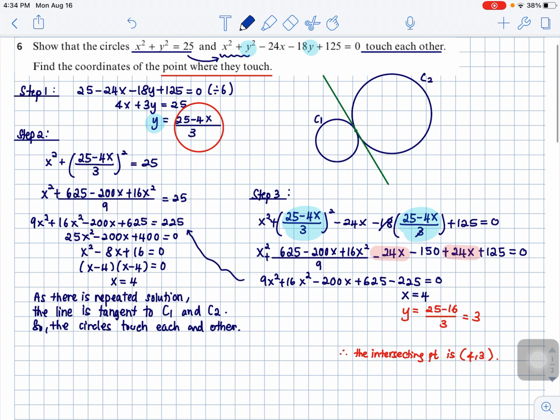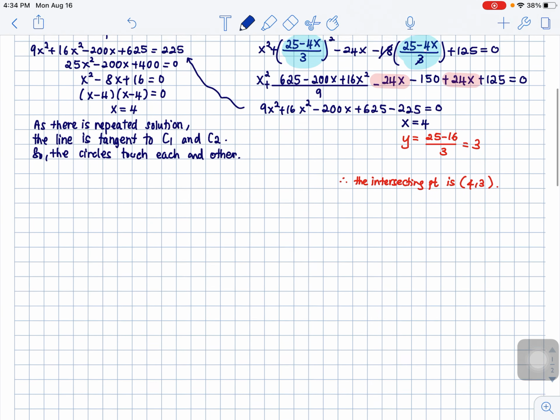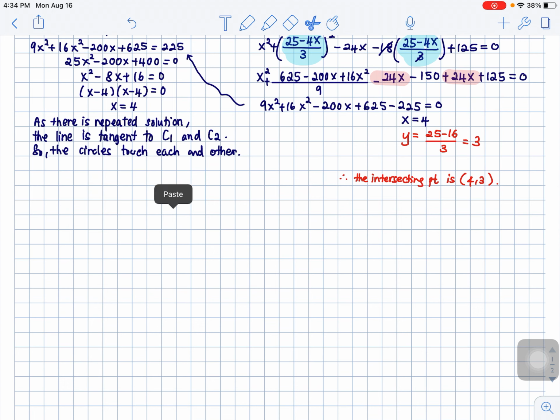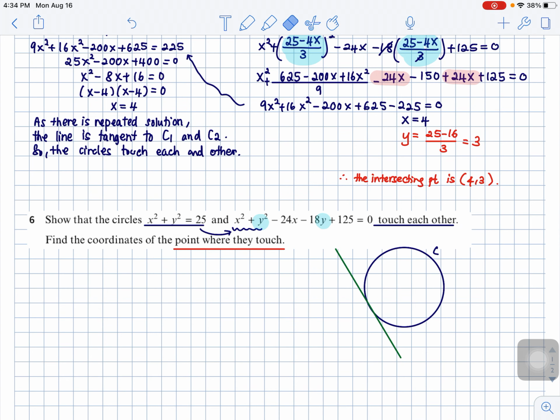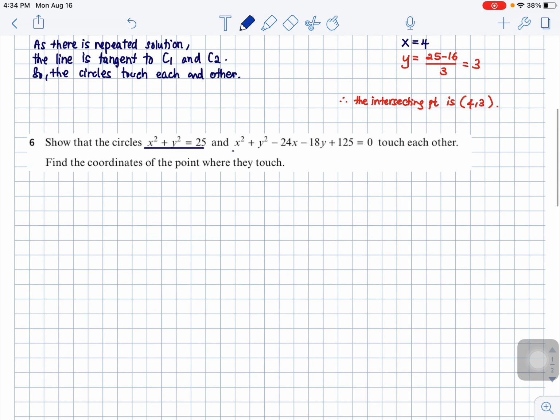Let's say you feel that this is tedious, and I have to be very careful when I am expanding the expression. If you don't want to do this, then you can solve by inspecting the center and the radius. So let's solve the same problem. Let's find the center of the first circle. What do you get? You're going to get (0, 0) and your radius is going to be 5.